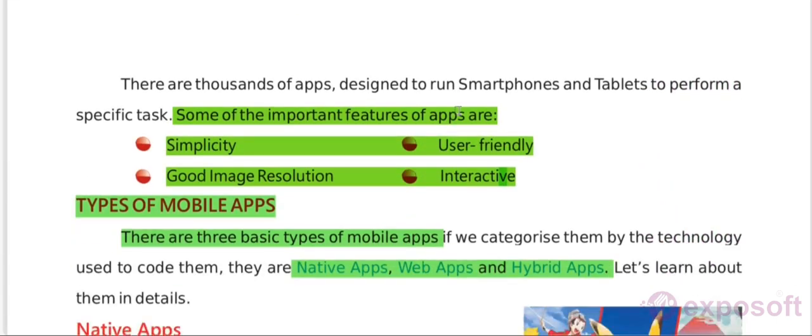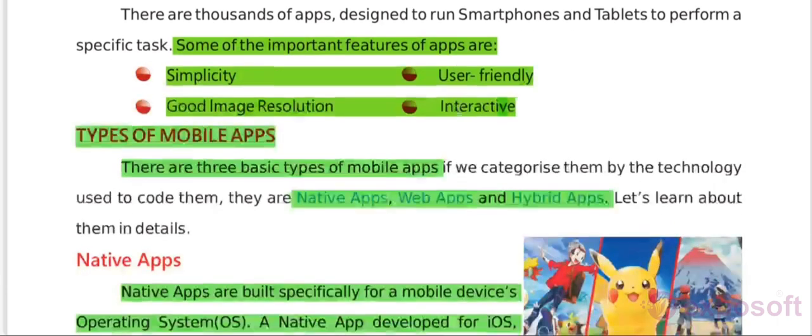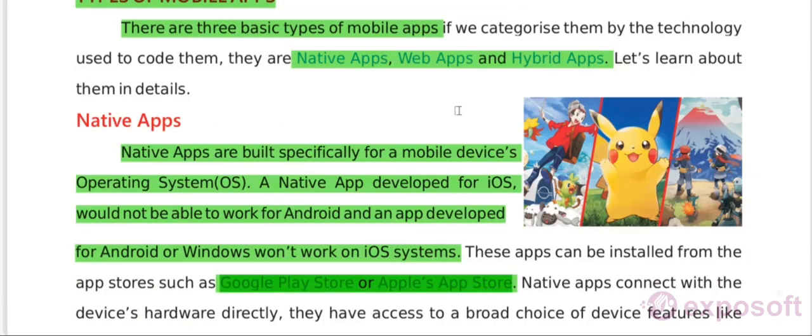Features of apps. Some of the important features of apps are simplicity, user-friendly, good image resolution, interactive. Types of mobile apps. There are three basic types of mobile apps: native apps, web apps, and hybrid apps.